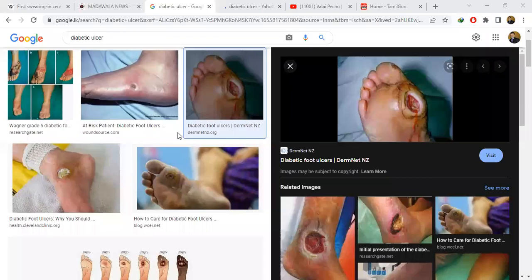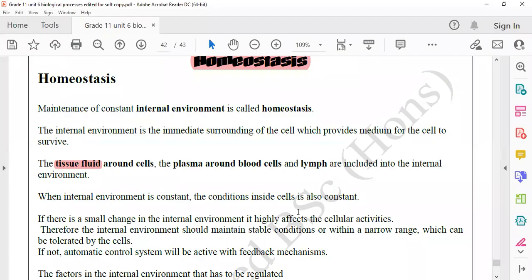So, what I want to tell you is, maintaining the conditions of the internal environment is very, very, very important. Right? Maintaining that one is important. Cannot allow to increase, cannot allow to decrease, should stay at one level. That is called homeostasis. Are you clear?